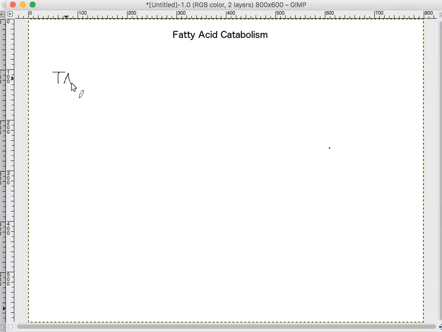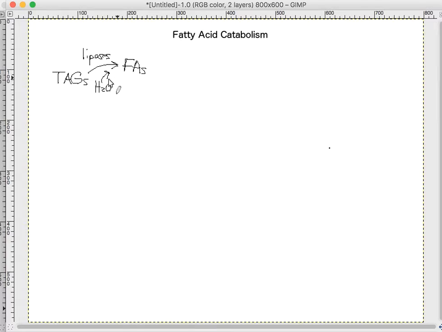So we've already talked about how we generally don't have just free fatty acids floating around in the bloodstream. We have triacylglycerols, TAGs. Now, those triacylglycerols can be broken down to fatty acids by the action of lipases and the addition of water as part of that reaction.